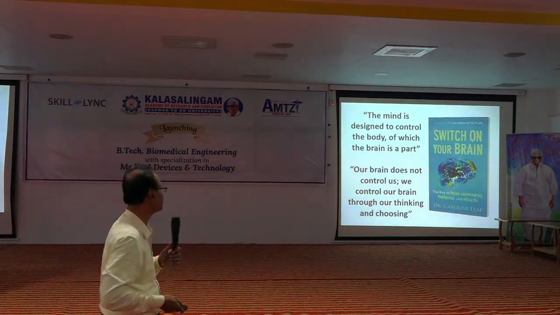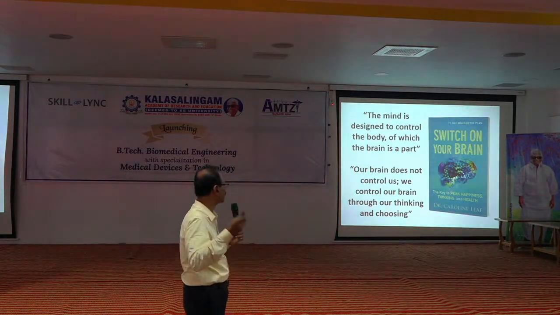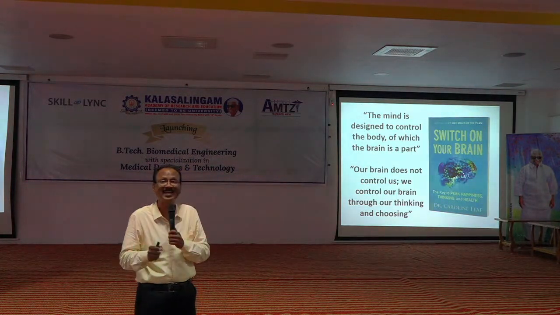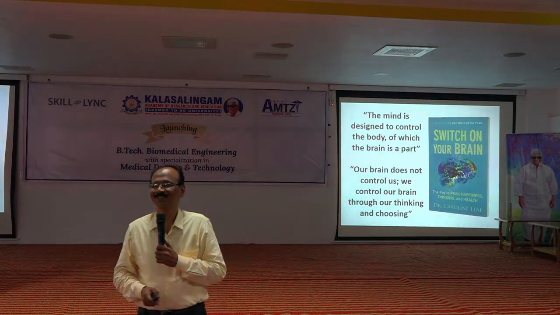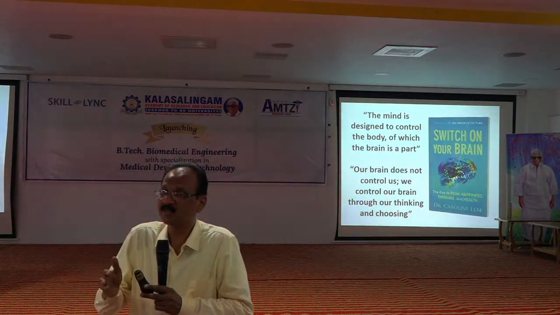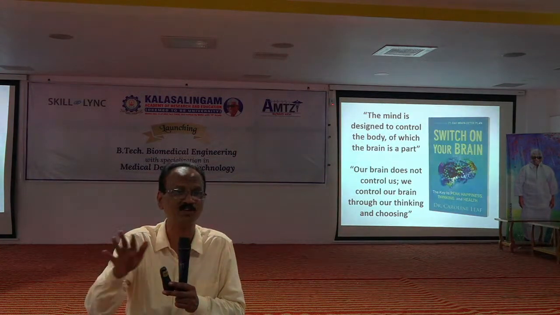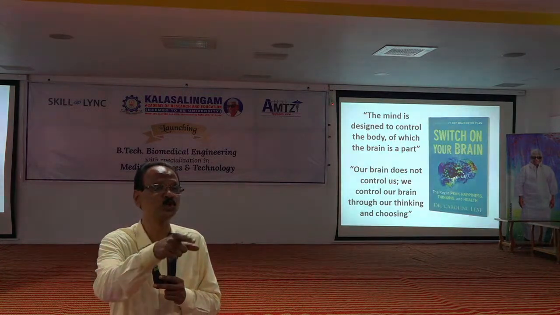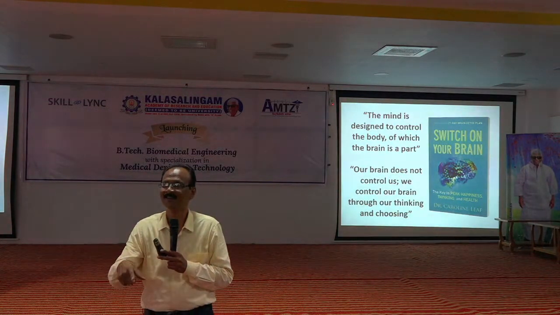Okay, good. You see here, our brain does not control us. We control our brain through our thinking and choosing. Thinking and choosing. Unless we change our thinking, we cannot change our mind. Right? And choosing also. What are the things you choose from this world?